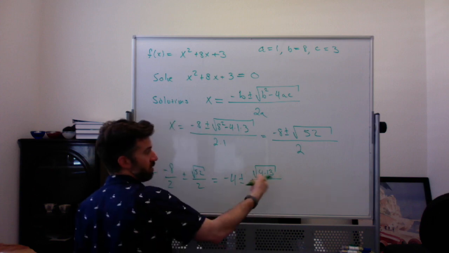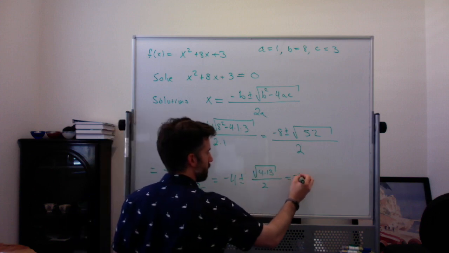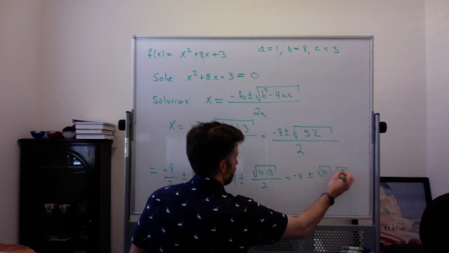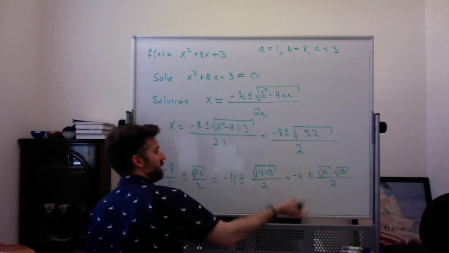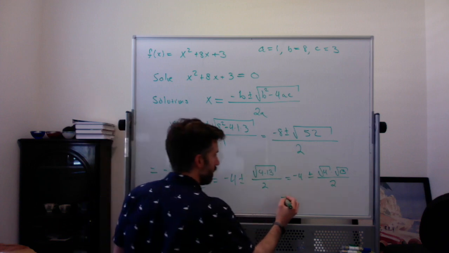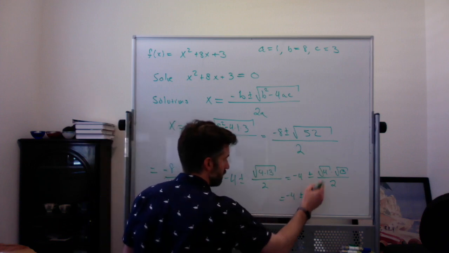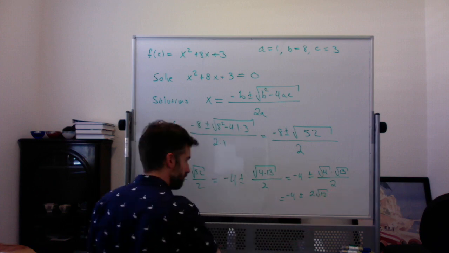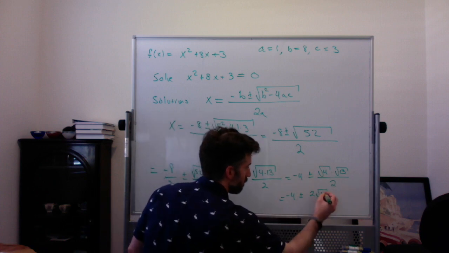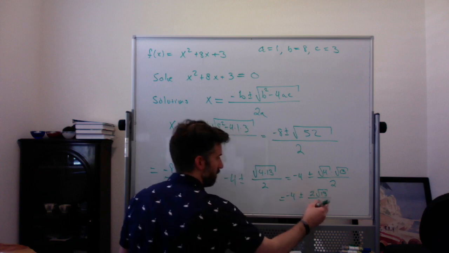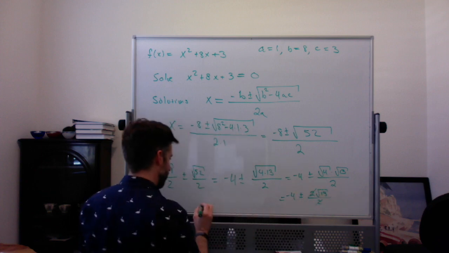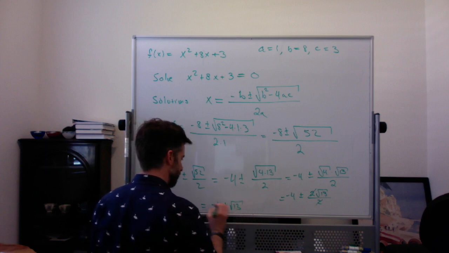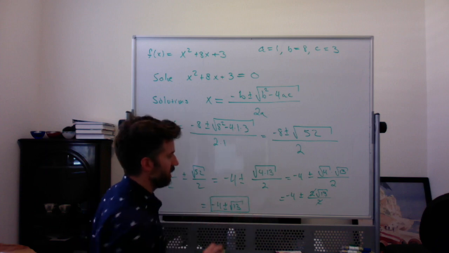And then when you take the square root of a product, you can break that up as the square root of 4 times the square root of 13. Or as I like to think of it, the 4 comes out by taking its square root, and you get negative 4 plus or minus square root of 4, which is 2, times the square root of 13, all over 2. And then 2 divided by 2, those can cancel, and your final answer in this particular problem is negative 4 plus or minus the square root of 13. That's how you would simplify that as much as possible.